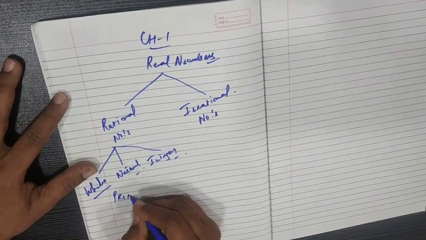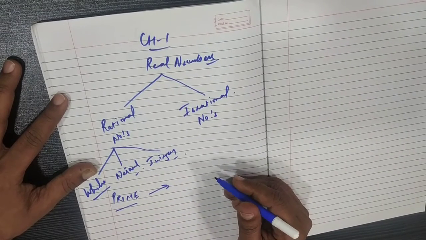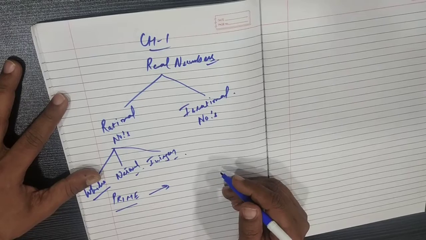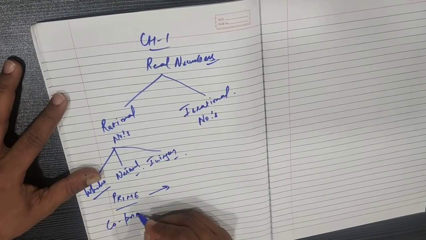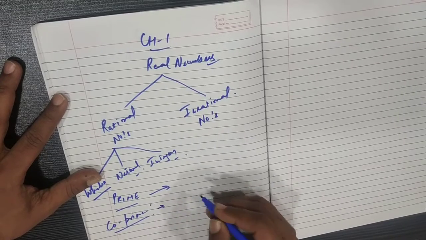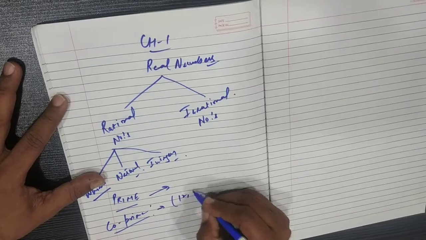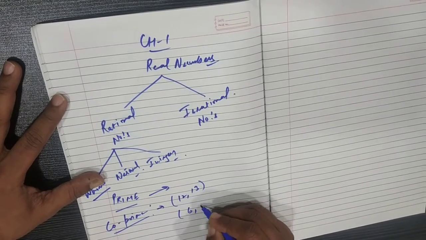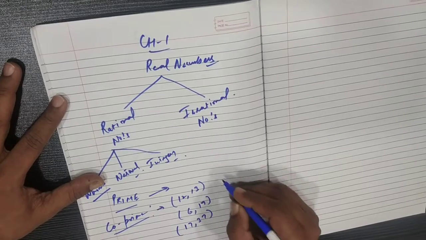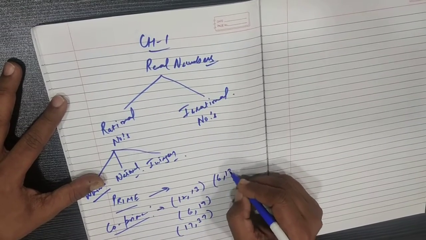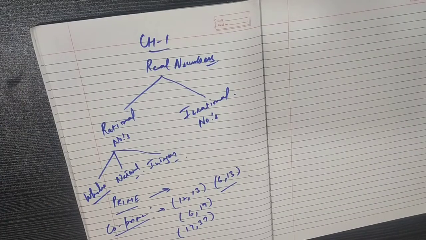You know about prime numbers, the numbers which are divisible by itself and one only, that are prime numbers. You also must know about co-prime numbers, the numbers which are having only one as the common factor, like 12 and 13, 6 and 19, like 17 and 39. So many numbers are there which are having only one as the factor, that are known as co-prime numbers.